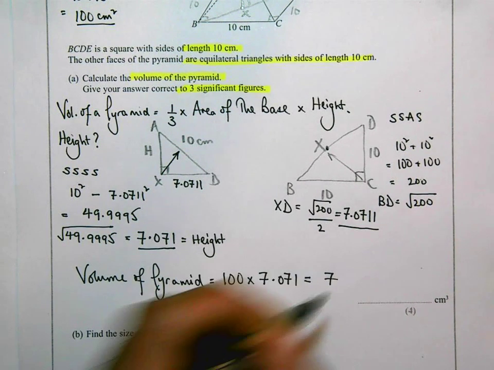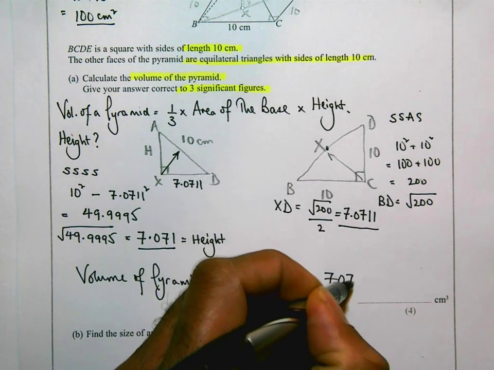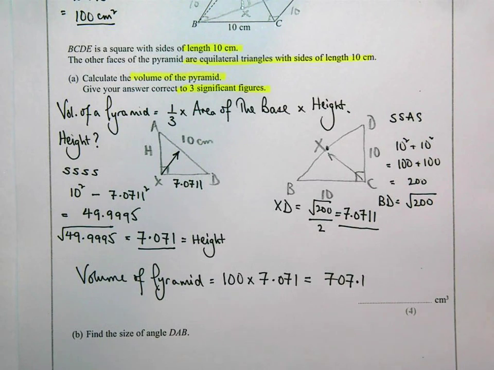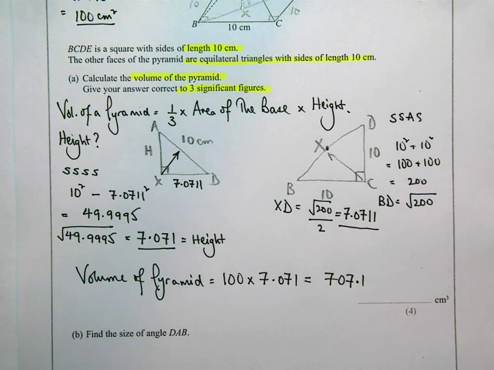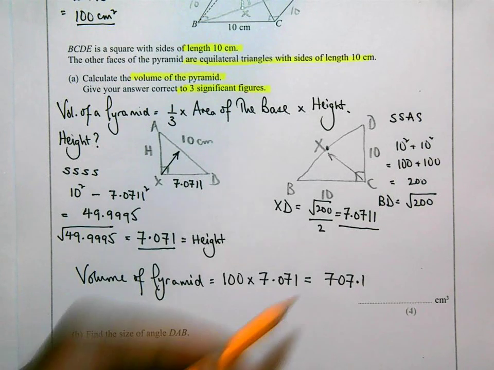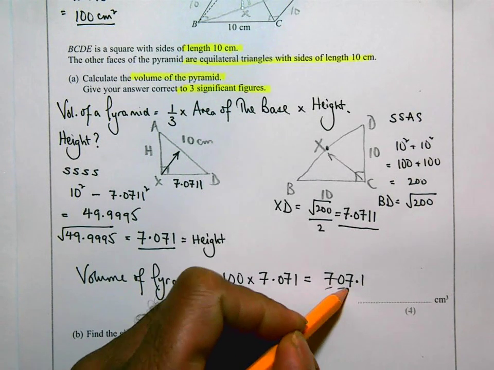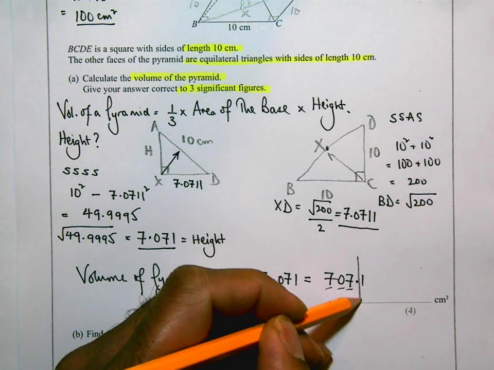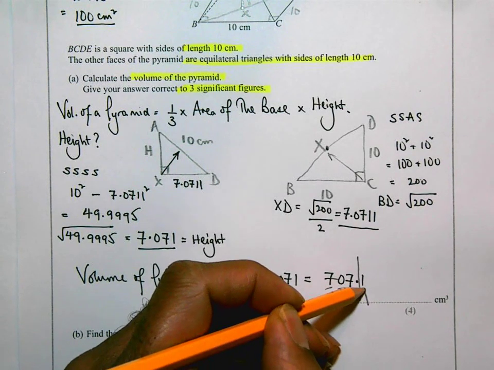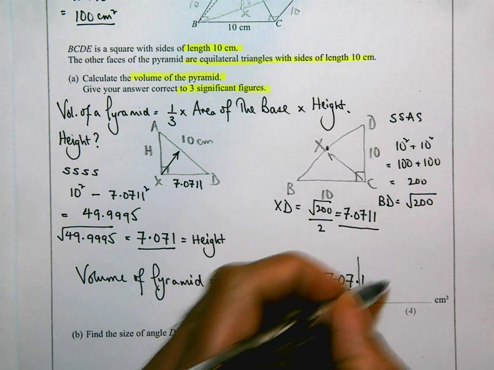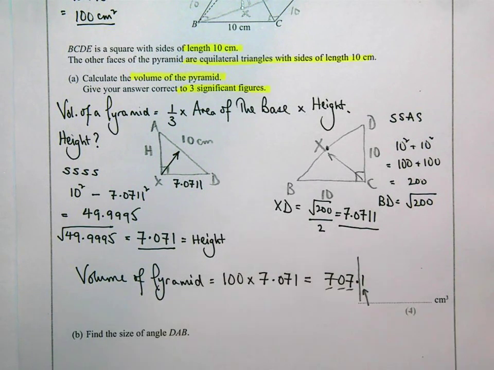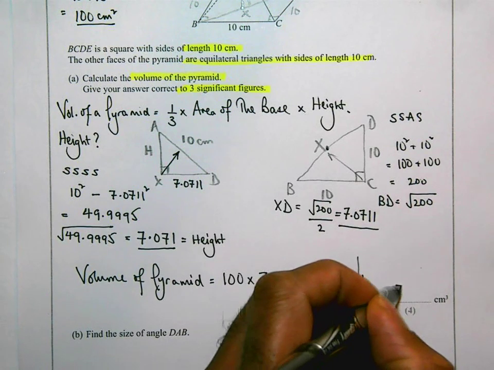707.1. Now remember, the question said give the answer correct to 3 significant figures. So just as before, we're going to count 1, 2, 3 from the front, cut it off there. The next number along here is a 1. Because that's less than 5, I don't need to do any rounding. I just need to chop it off, get rid of the rest. So my answer is going to be 707 centimeters cubed.